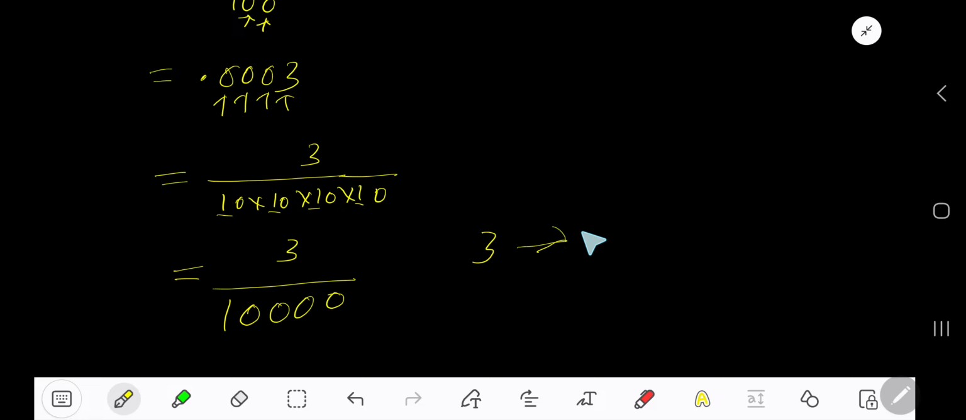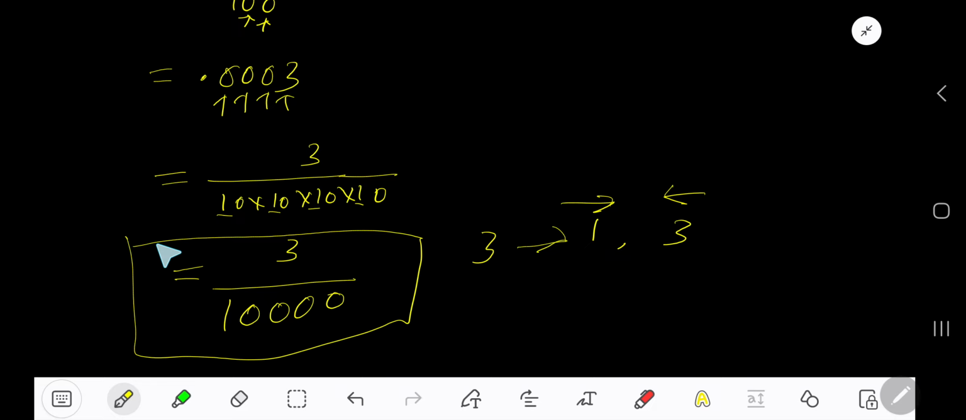3 has only two factors, 1 and 3. 1 times 3 is 3. There is no factor between them, so 3 is a prime number. If you get one prime number either in the numerator or denominator, it will be easier to simplify. The common factor between 3 and 10,000 is just 1. So you can say that this is the lowest term or simplest form.